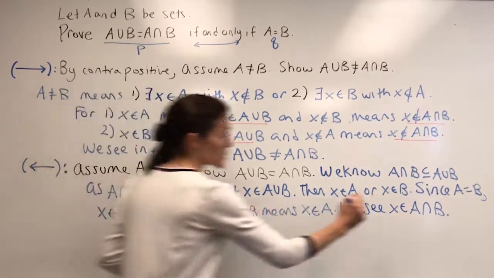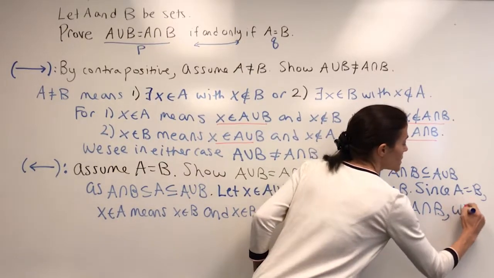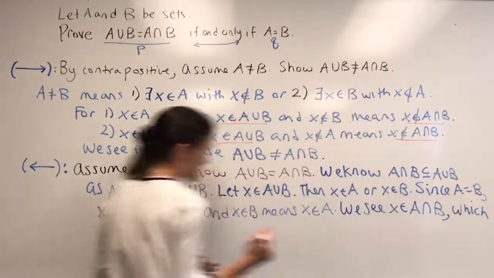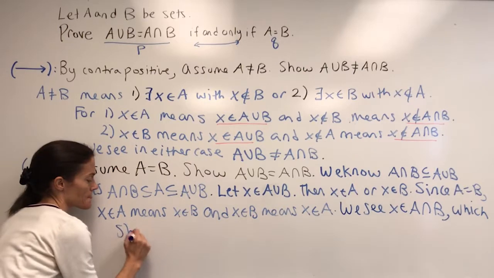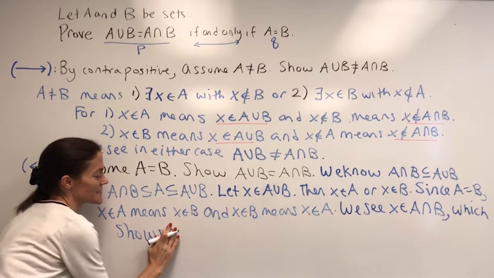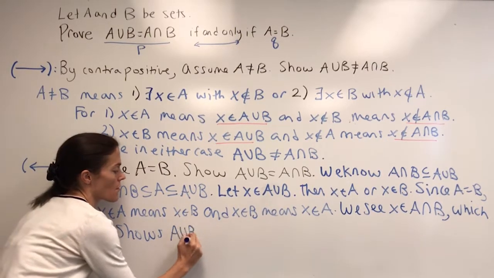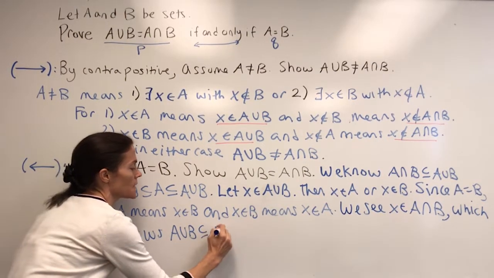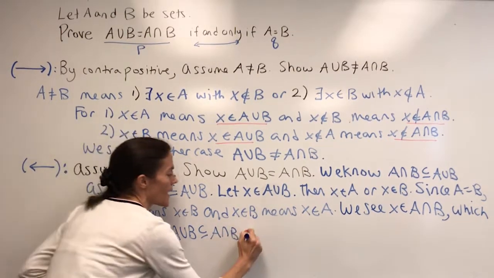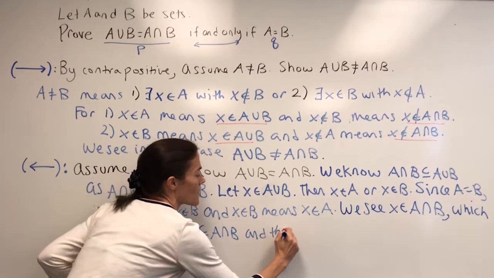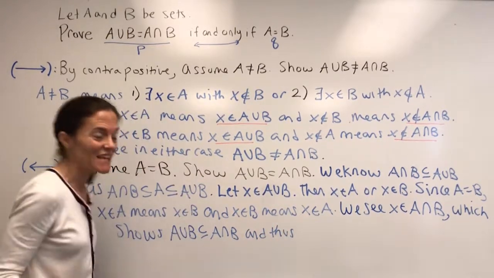You might just put a comma, which shows that the union is a subset of the intersection, and in fact it shows that they're equal.